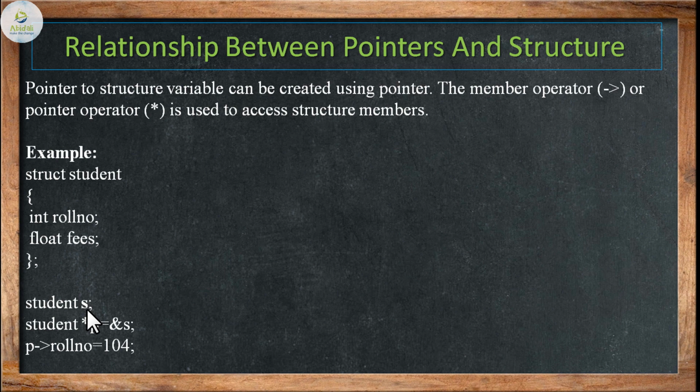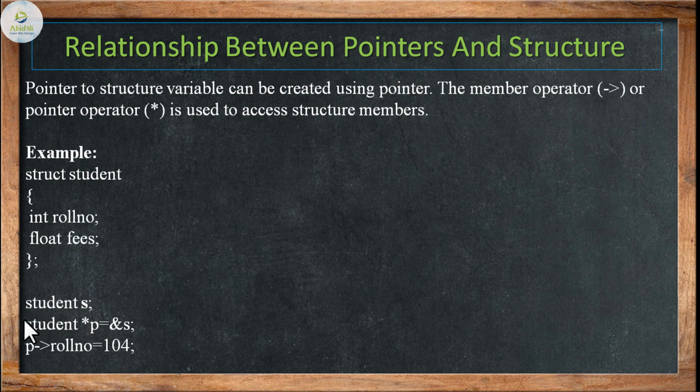Once the structure member has been created, we can access any data member of the structure, that is roll number and fees, by using the arrow operator to the structure member, or if you are using a pointer to the structure, by using the asterisk. So that has been done. We are creating a pointer to the structure. See, the name of the structure is student. So student asterisk P. So this is the pointer to the structure.